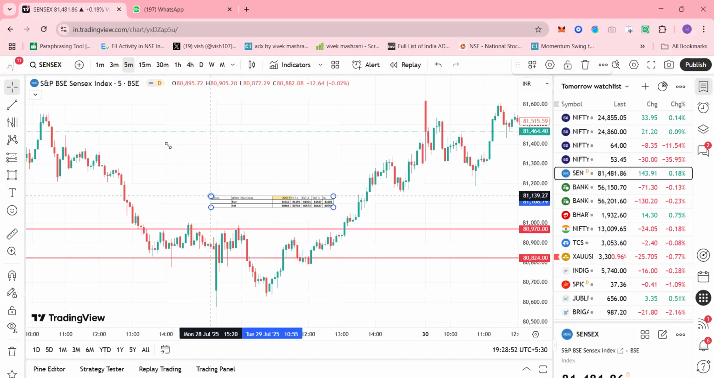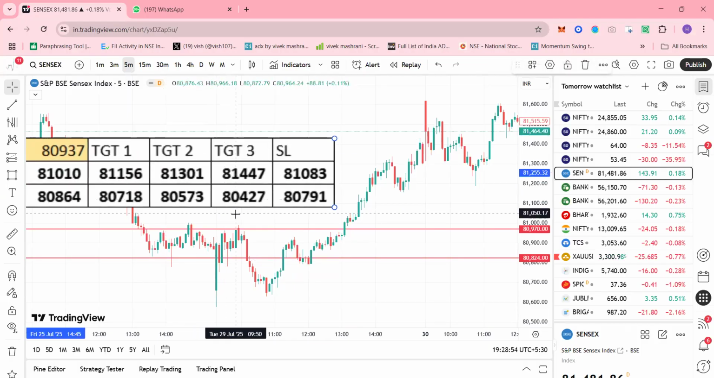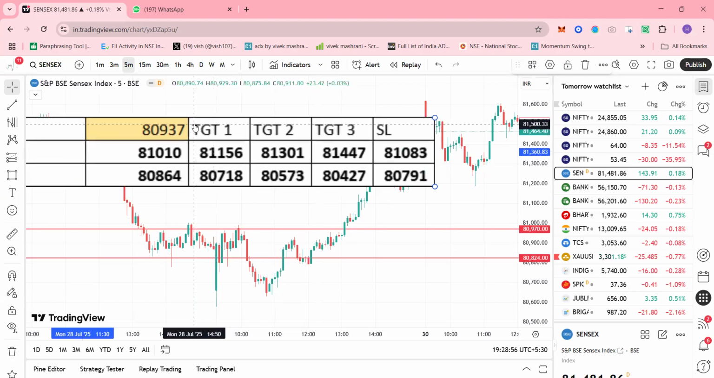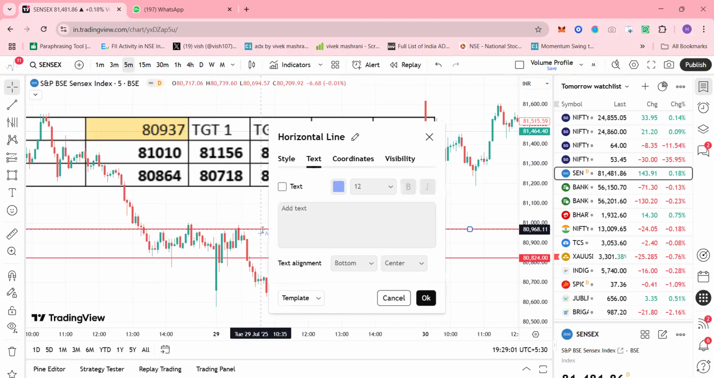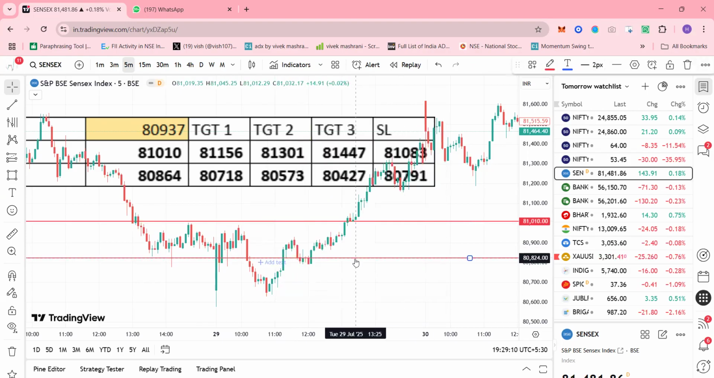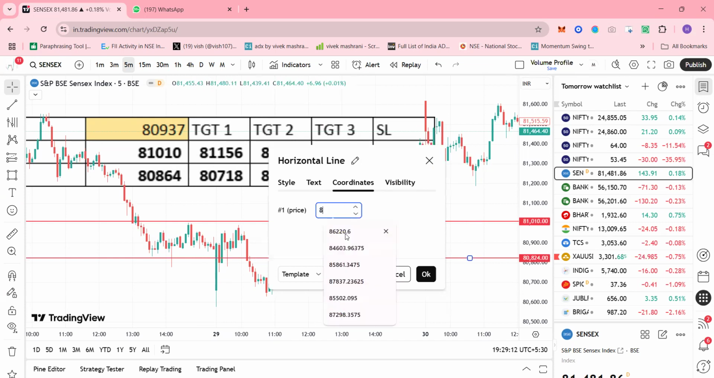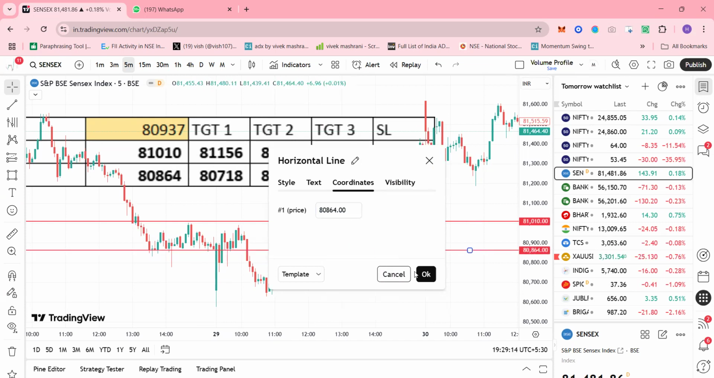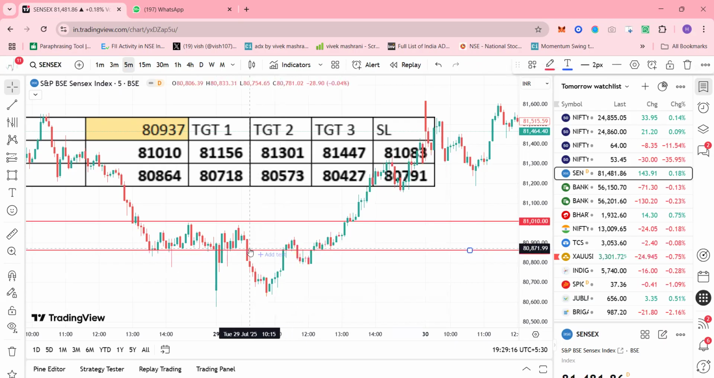Are you all able to see this? So 80,937 is the closing price of 15 minutes. It says above 80,110, I'll look for long, 81,010, and short 80,864. So after 10 o'clock, initially the short side was activated. The first target was 80,718.